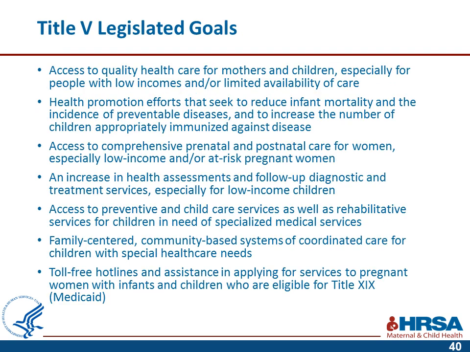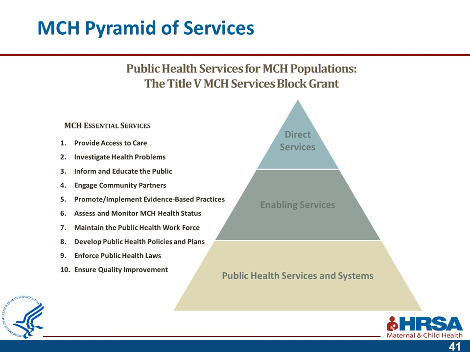And so here are just some of the legislative goals. I won't read them aloud, but there's a lot to really improve access to services, specifically to reduce infant mortality and services for those with special health care needs and vulnerable populations. Here's the MCH Pyramid of Services. We do provide some direct services as a payer of last resort and have these enabling services to access direct care: translation, transportation, case management. And then public health services and systems, supporting population-based services and infrastructure like needs assessment and various policy and program development, evaluation, and quality improvement.